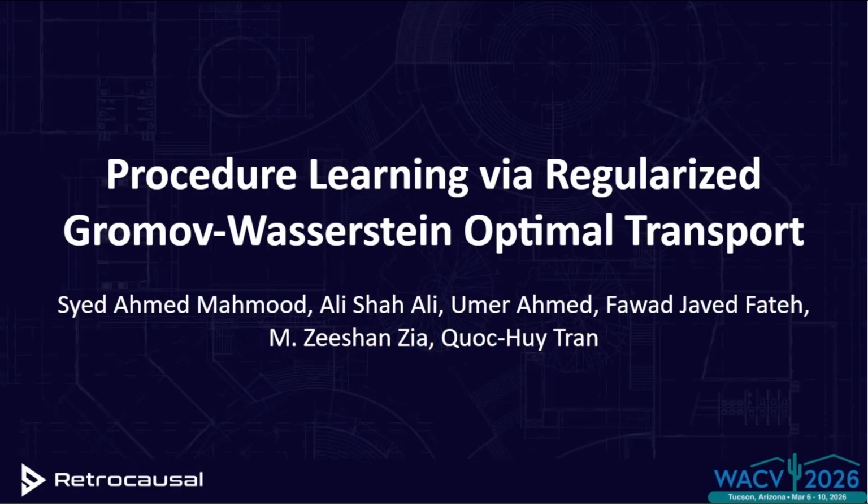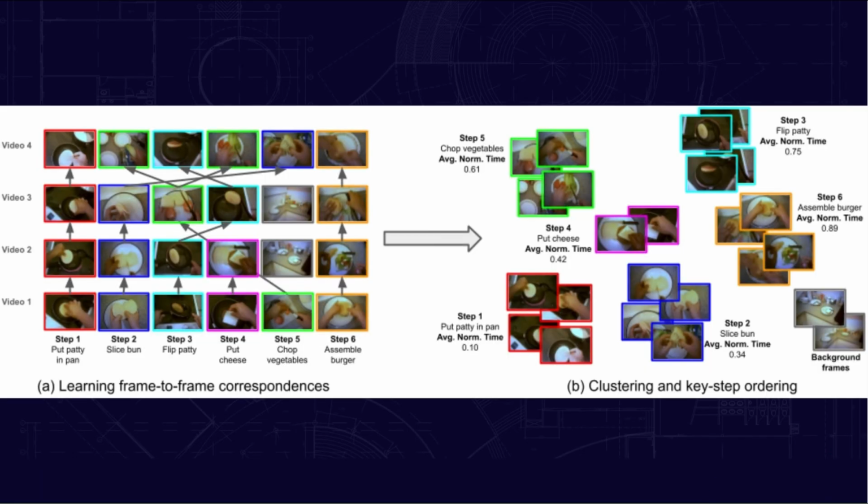Humans can learn complex procedures just by watching other people do them. Could machines do the same? In this paper, we introduce a self-supervised framework for procedural learning, which allows machines to learn procedures from a set of unlabeled videos. Procedure learning refers to the task of identifying key steps and their order from instructional videos.